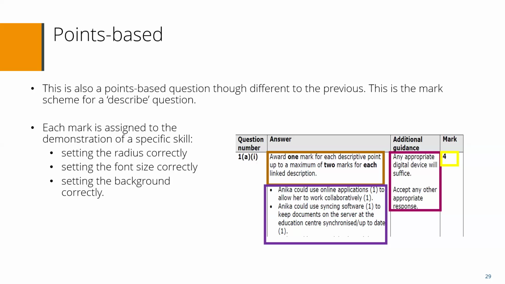Now, notice that those were exemplars. In the purple box, you're looking at exemplars. And in the additional guidance, the red box, you'll notice it says any digital device will be okay for a mark, providing, of course, it has an appropriate response going with it. So if they have a digital device listed, then they could have a mark for that. And here device is used in a very broad sense.